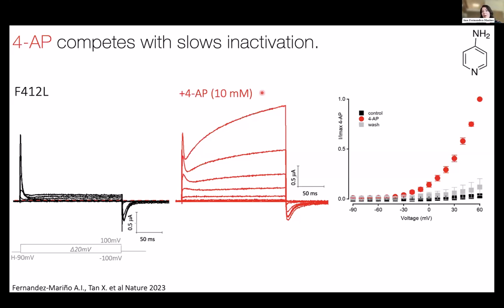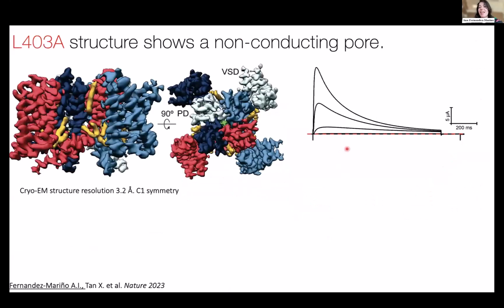So now we wanted to see what this inactivated structure looked like. We tried to solve the structure of this mutant using cryo-EM, the same way that we solved the structure for the wild type, and it didn't work at all. We tried many things, a lot of different biochemical variations, and it didn't work. So we went for the next best mutant, which was L403A, because L403A inactivates faster. So we thought we had a chance to solve the inactive structure with that mutant, and we were successful.